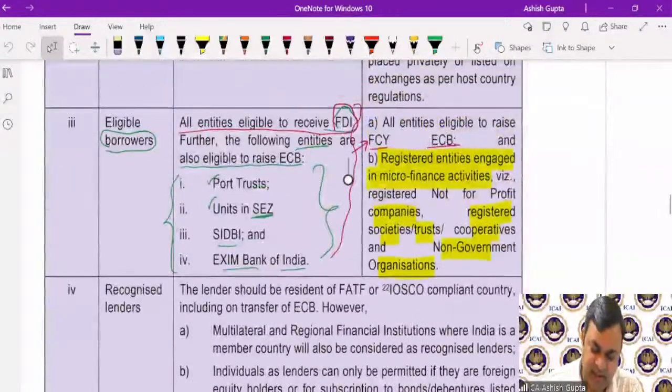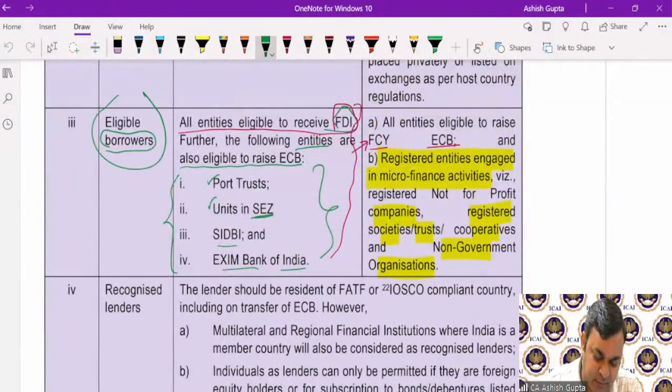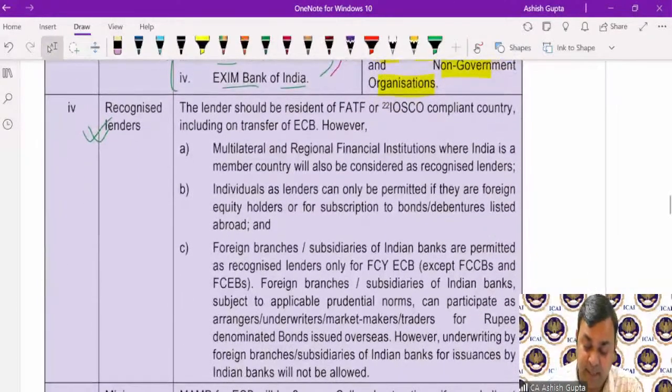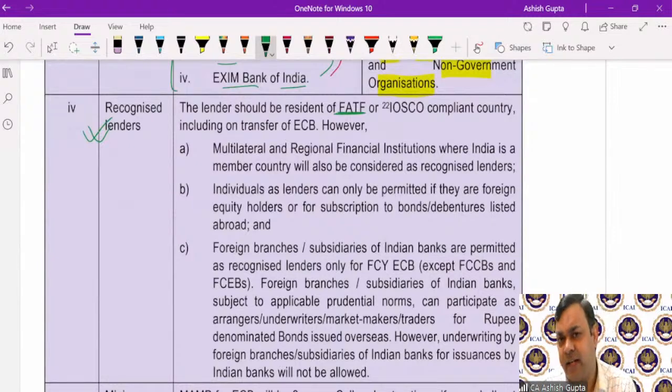Now, these are the eligible borrowers. Okay, so that point is clear. Now, recognized lender: anybody cannot lend, right? The lender should be a resident of FATF (Financial Action Task Force) countries, or an IOSCO-compliant country. IOSCO means the country that signed that agreement for securities. Compliant country, including on transfer of ECB.